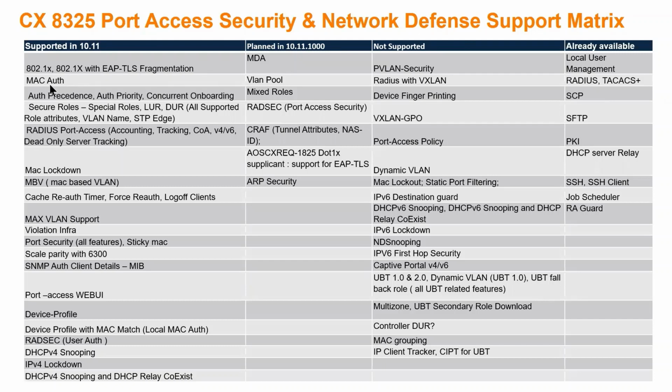802.1X with TLS authentication, MAC auth, and auth precedence, auth priority, concurrent onboarding, all the secure role features, and RADIUS port access features like accounting tracking, COA, RADIUS server tracking, MAC lockdown, MAC-based VLAN, cache reauth, post reauth, log offlines, max VLAN support, violation infra, port security, sticky MAC, and it will have scale values parity with our existing access switches 6300.